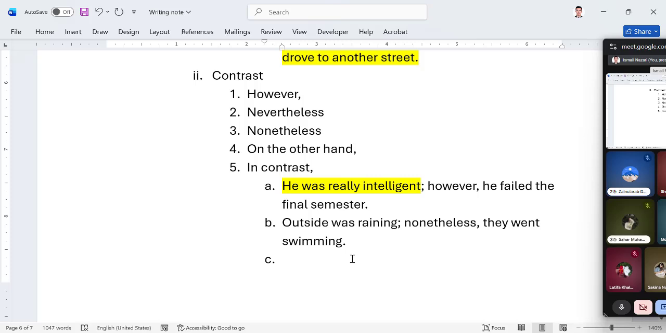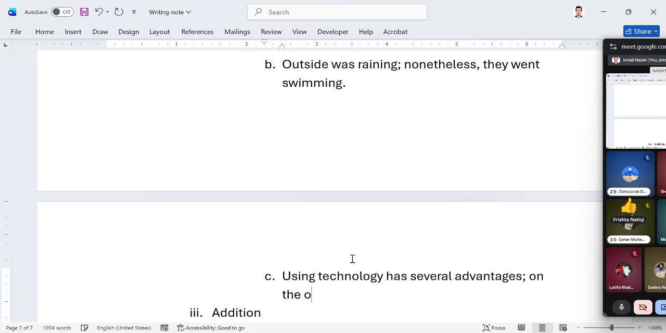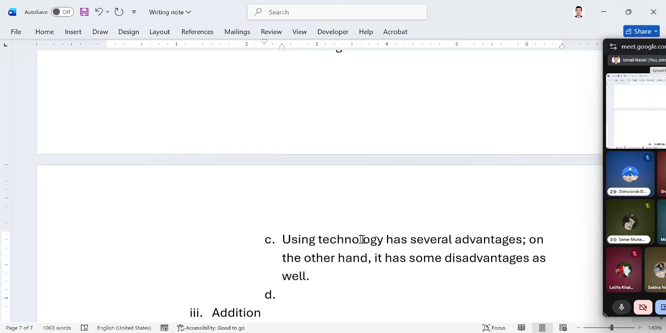Okay, teacher. For example, using technology has its own advantages. On the other hand, it has its disadvantages. Technology has several advantages. On the other hand, it has some disadvantages. Okay, Miss Zainul Arab.